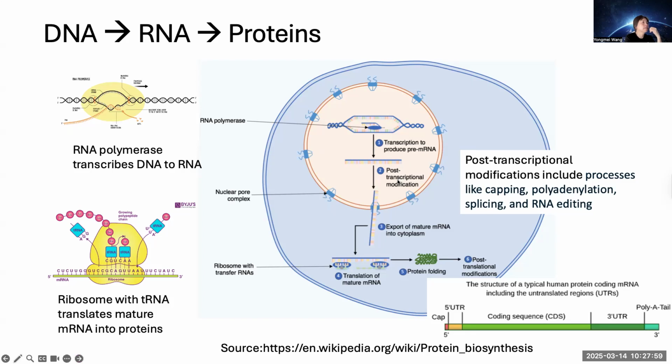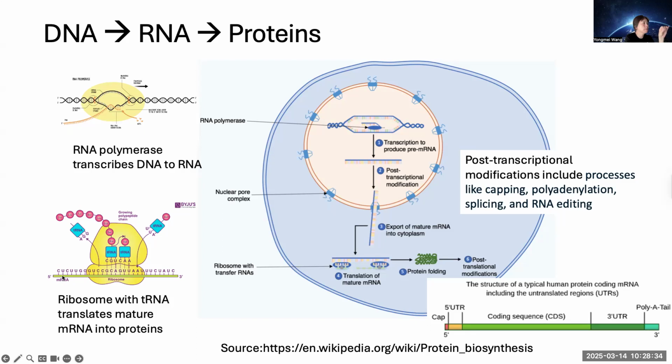All right. And it will go through some post-transcriptional modification. And these modifications include capping, polyadenylation, like adding the poly A tail on the messenger RNA. And there's also splicing and RNA editing. And then it becomes a mature messenger RNA and is exported into the cytoplasm. Okay. And then in the cytoplasm, the messenger RNA is taken up by the ribosome.